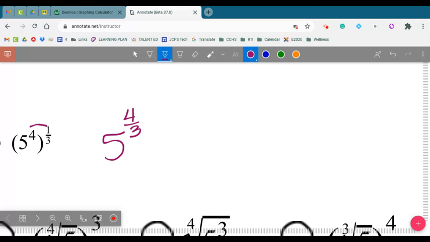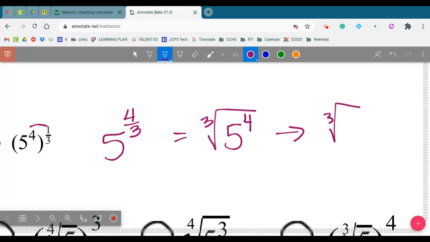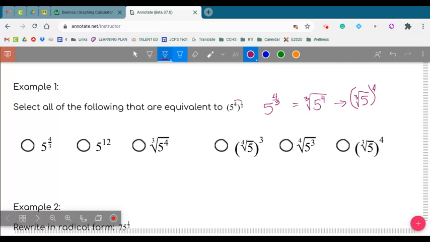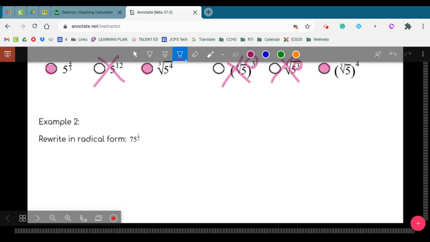If we rewrite this, 4 is my exponent, 3 is my radical. And remember, I can also rewrite this with the exponent on the outside. So there are a couple different ways you can write this. Let's go down. We said 4 over 3. 5 to the 12th is not an option. We said this one was an option, that's how we rewrote it. We said 4 goes on the outside. This one has a 3 on the outside, so that's not possible. This one has a 3 on the exponent, not possible, and then this one has the 4. So you have to be careful about which one goes on the outside, because we're going to give you those ones that don't do that.